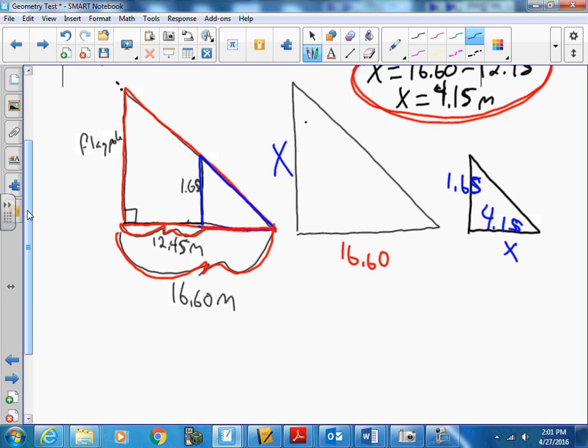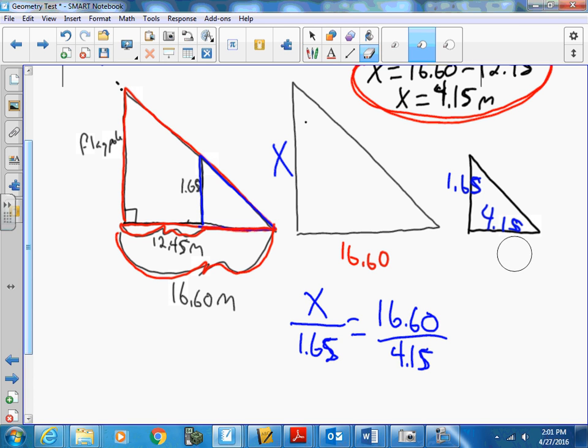So what we can do, any number of things we can do here. Let's see, we can do X over 1.65 is equal to 16.60 over 4.15, right? Remember, this is no longer something we're looking for. So remember, X is what we're looking for over here. All right, so we just solve that. So take a second to solve that.